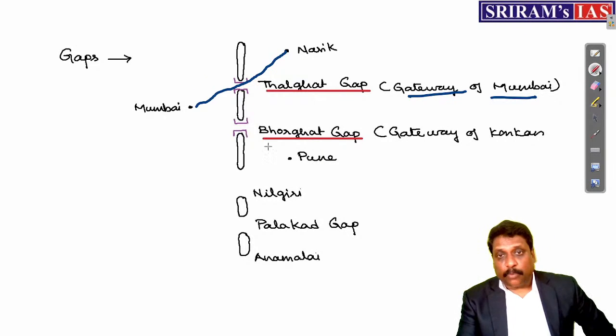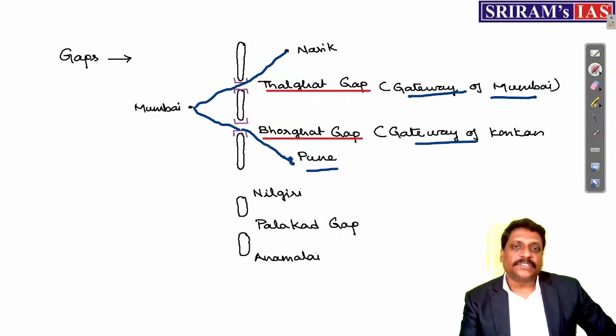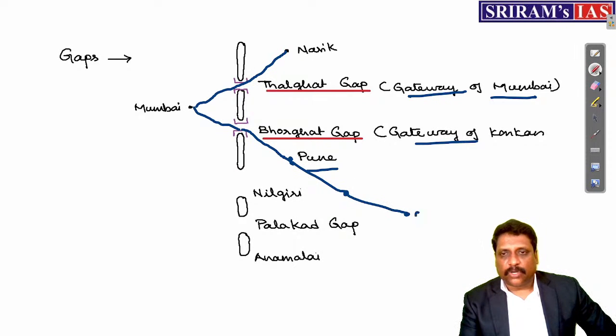Whereas you do have another gap called as what? Borghat gap. You call them as what? Gateway of Konkan, my dear friends. Borghat gap. Gateway of Konkan. Where Mumbai and peninsular part of India is largely connected. Through Pune it is connected. And further, say for example, through Bengaluru. And finally it gets connected to what? Chennai.